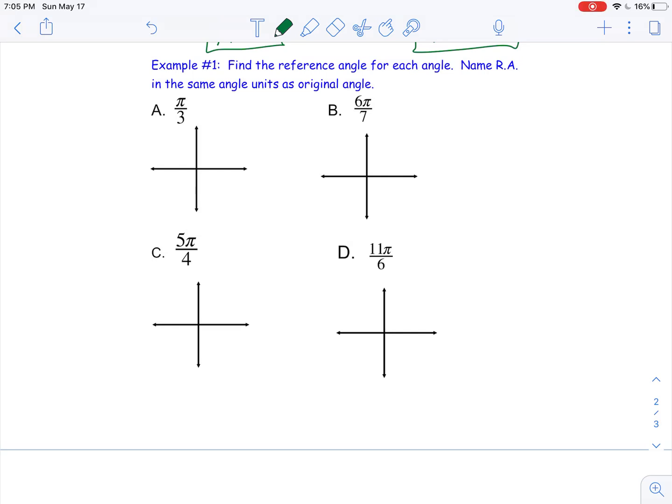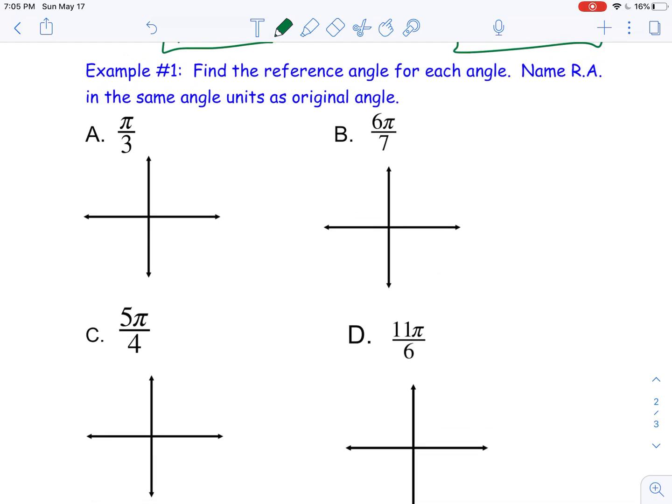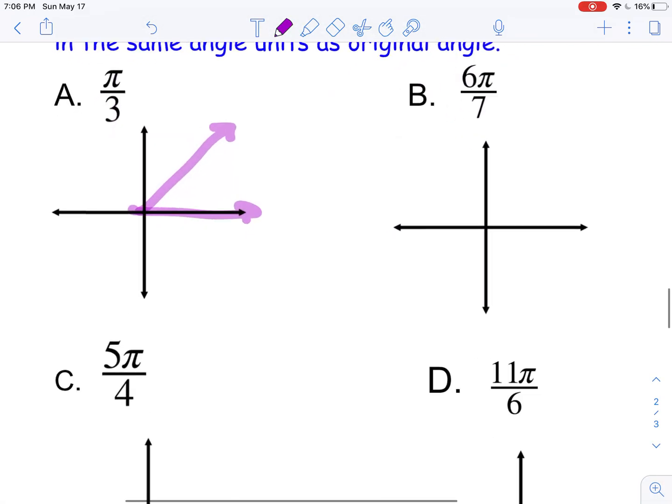So now we're going to do some examples in radians. Radians always take a little bit longer to get used to. So let's start with the first one, pi over 3. Pi over 3 is an angle in the first quadrant, so I can draw it in the first quadrant. That means my theta is equal to pi over 3.